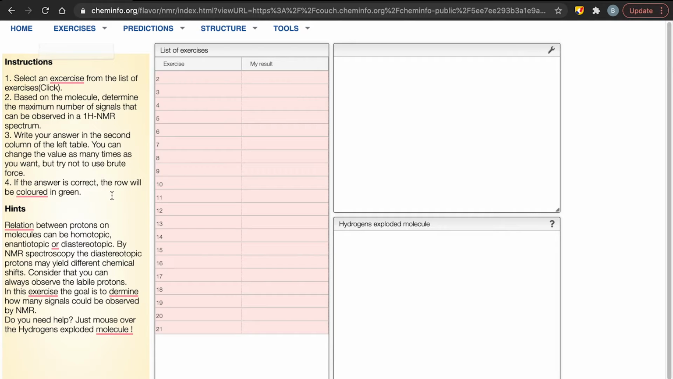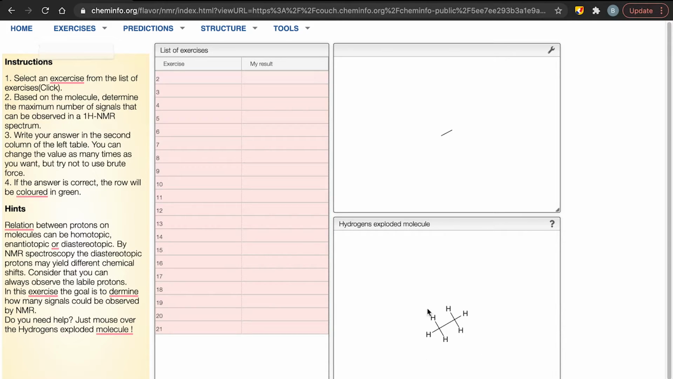If you read the instructions, the first thing to do for this exercise is to click on here. The purpose of this exercise is to deduce or predict how many signals you would see in an NMR spectrum. If you remember from the PowerPoint, one signal corresponds to one type of hydrogen. So how many types of hydrogen will tell you how many signals there are in the spectrum.